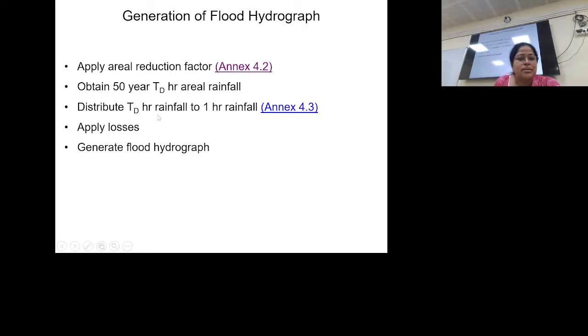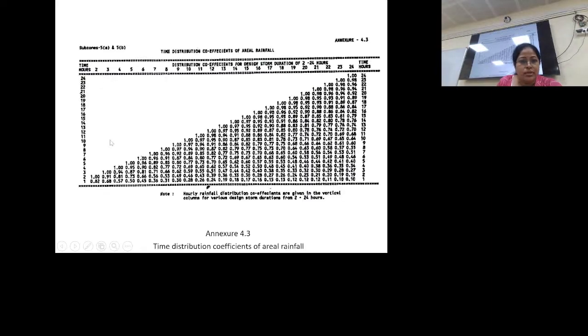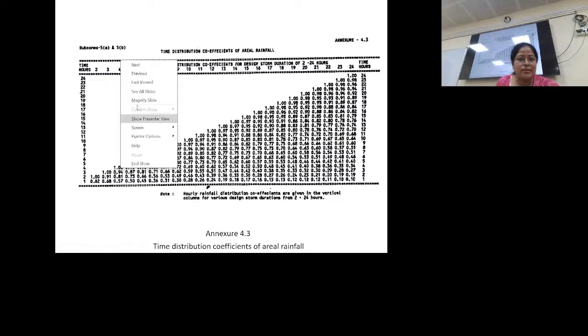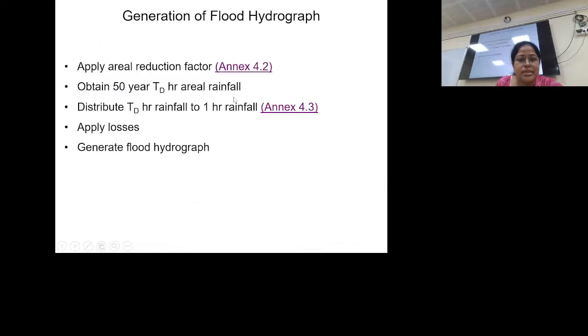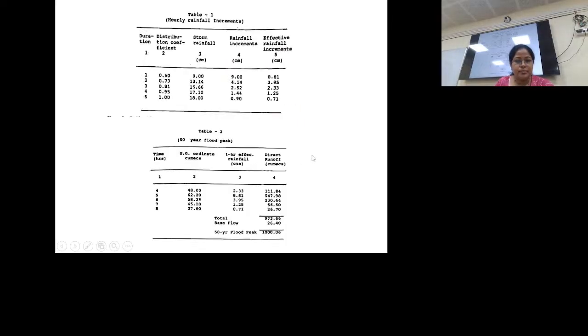Then the next step is to distribute this rainfall into 1 hour effective rainfall. For that we have to use these distribution coefficients. So for our TD rainfall, that is the 4 hour design storm duration, we'll get these distribution coefficients. There is a particular procedure that I will be explaining in the Excel sheet. The next step is to apply loss, and then we'll arrive at a flood hydrograph. This procedure, I think it will be more convenient to explain in the Excel sheet.